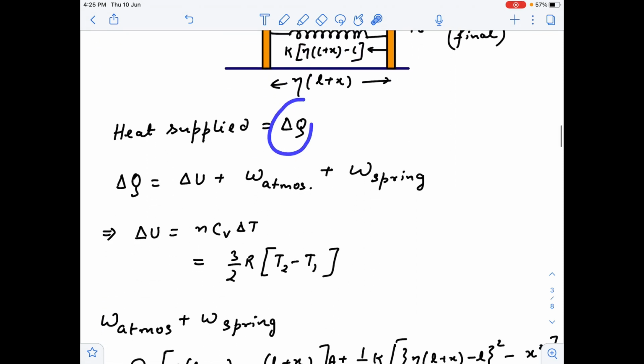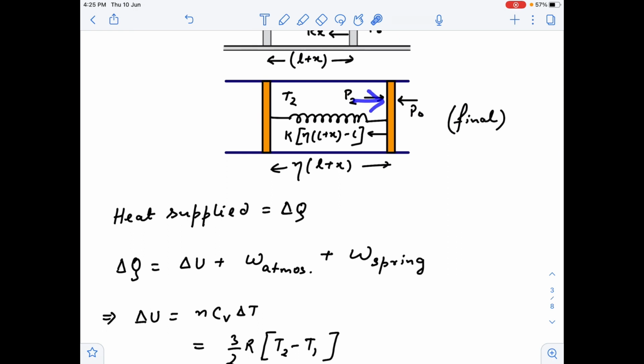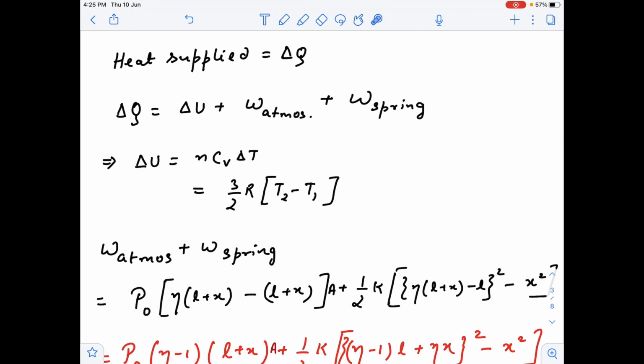The heat supplied is utilized to increase the internal energy of the gas, and it is also utilized by the gas in doing some work against the atmospheric pressure as well as the spring force, right? So the gas is pushing this piston against the atmospheric force as well as the spring force. The change in internal energy, of course, since it is a monoatomic gas and 1 mole, is 3/2 R times the final temperature minus the initial temperature.